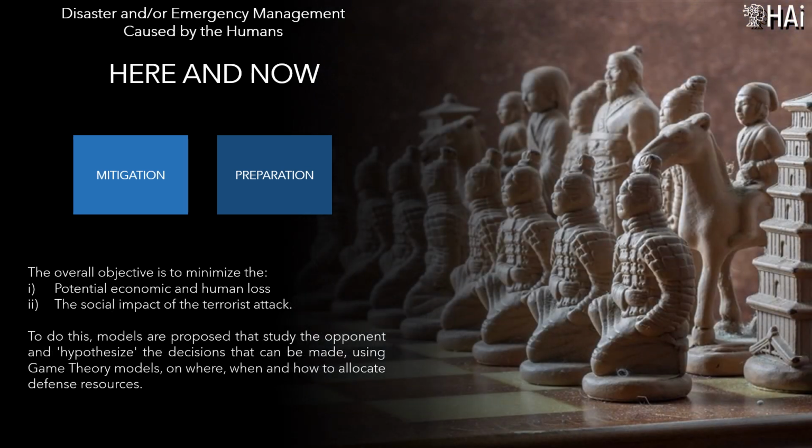For disasters caused by humans, it implies: the overall objective is to minimize the potential economic and human loss, and the social impact of the terrorist attack. To do this, models are proposed that study the opponent and hypothesize the decisions that can be made, using game theory models, on where, when and how to allocate defense resources.